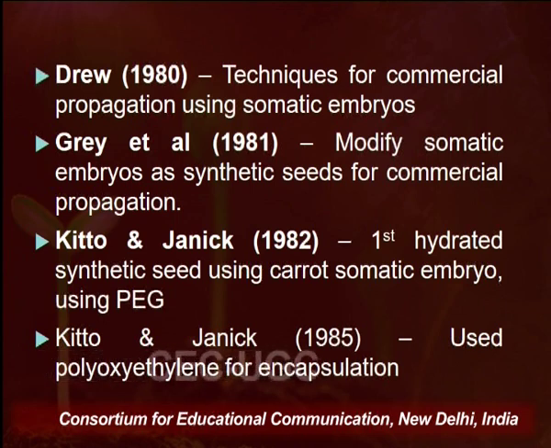Kitto and Janick, in 1982, for the first time developed hydrated synthetic seeds, again using carrot embryos, by using polyethylene glycol. Kitto and Janick again, in 1985, used another polymer, polyoxyethylene, for encapsulation of the somatic embryos. So this is how the encapsulation process of the somatic embryos, or the development of synthetic seeds from somatic embryos, was developed. Various new polymers were developed, and significant progress was made in the overall process.